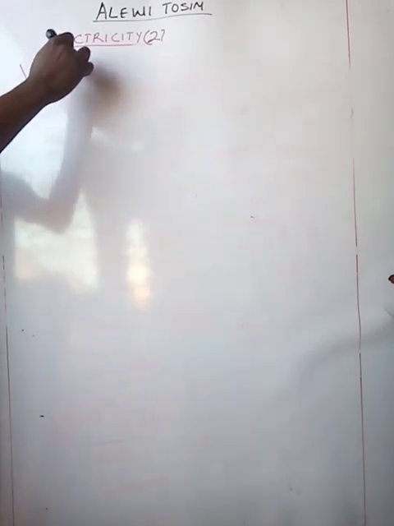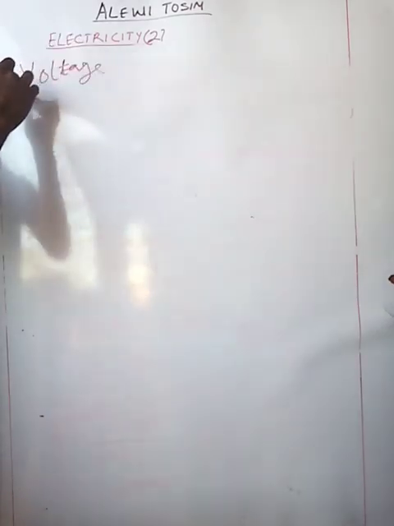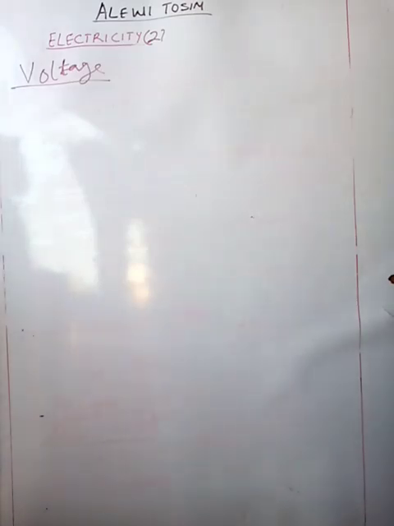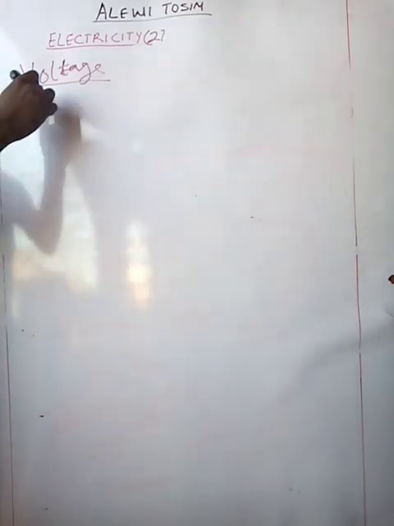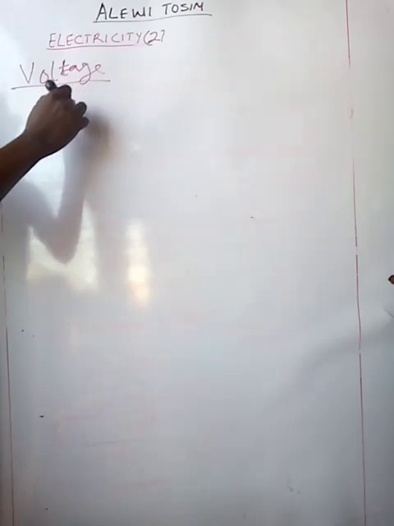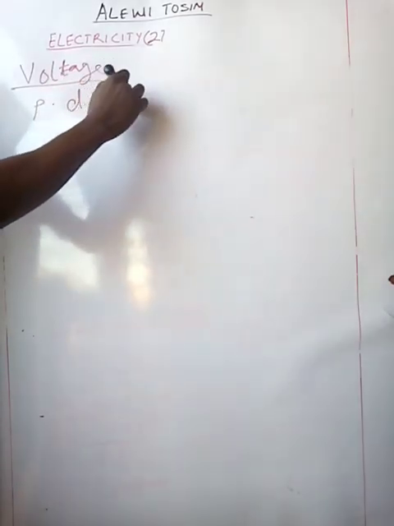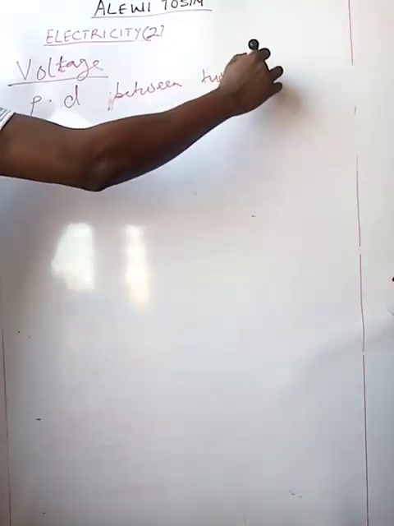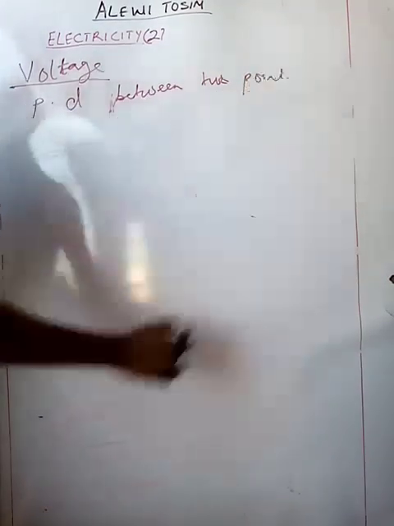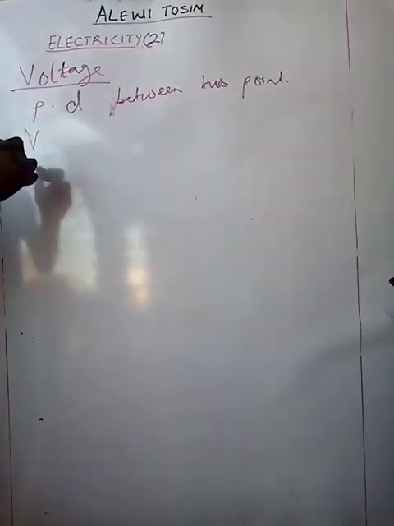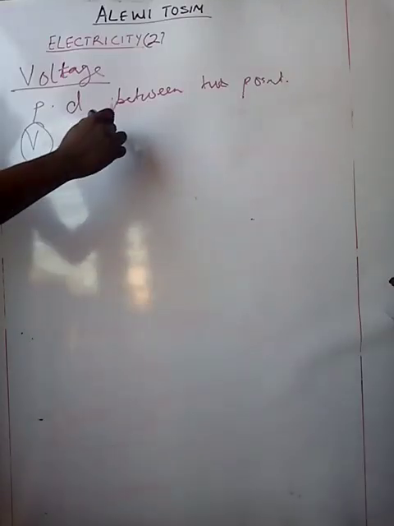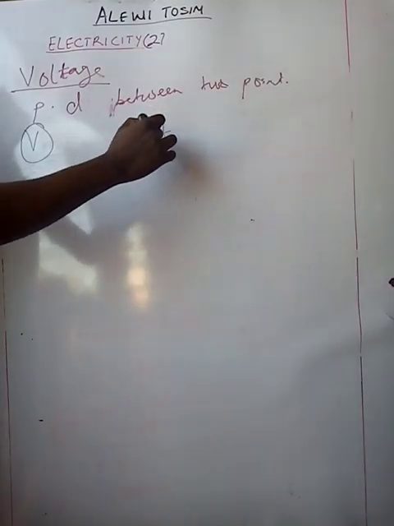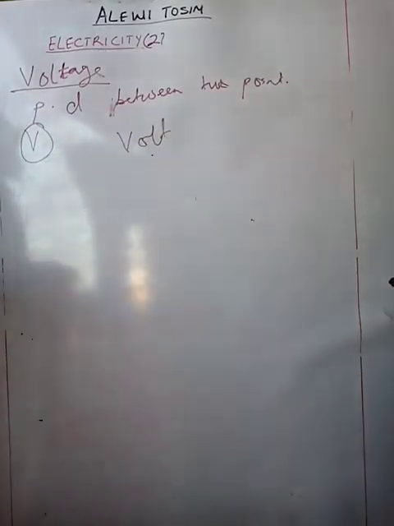Now let's take voltage. What is voltage? Voltage is the potential difference between 2 points. Is the potential difference PD between two points. Voltage is also denoted as V, and is measured in volts. Voltage is measured in what? In volts.